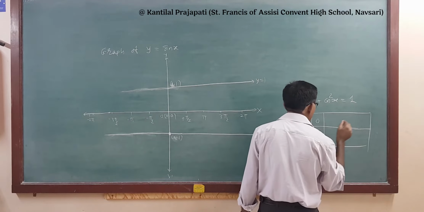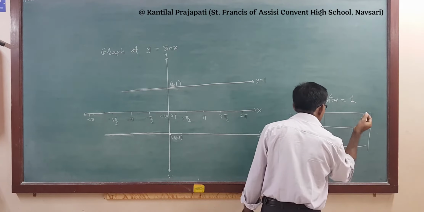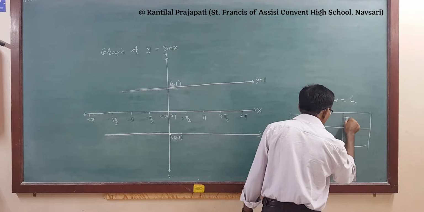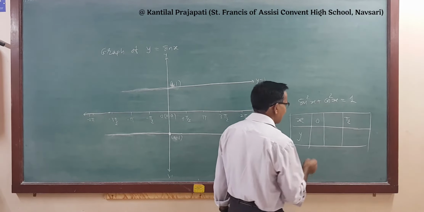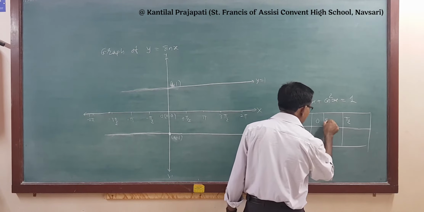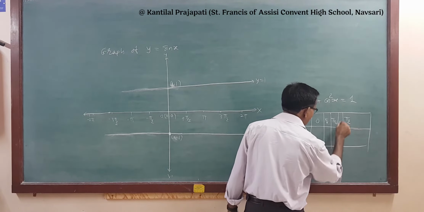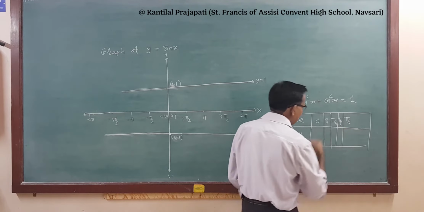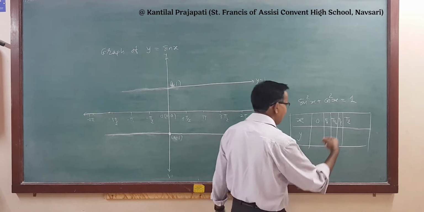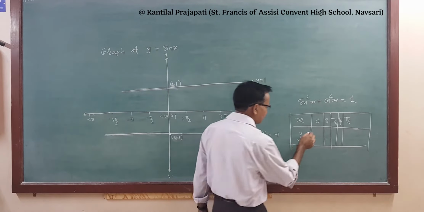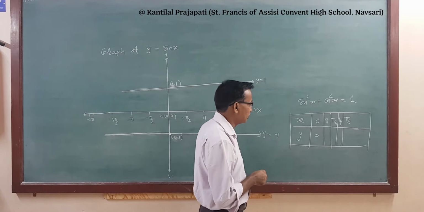We take 0 here, then pi by 2. Between 0 and pi by 2 we get 3 values, that is pi by 6, pi by 4 and pi by 3. We have already written them in the table, right? Then pi by 2 and so on. Sine 0 is 0, so y is equal to 0.